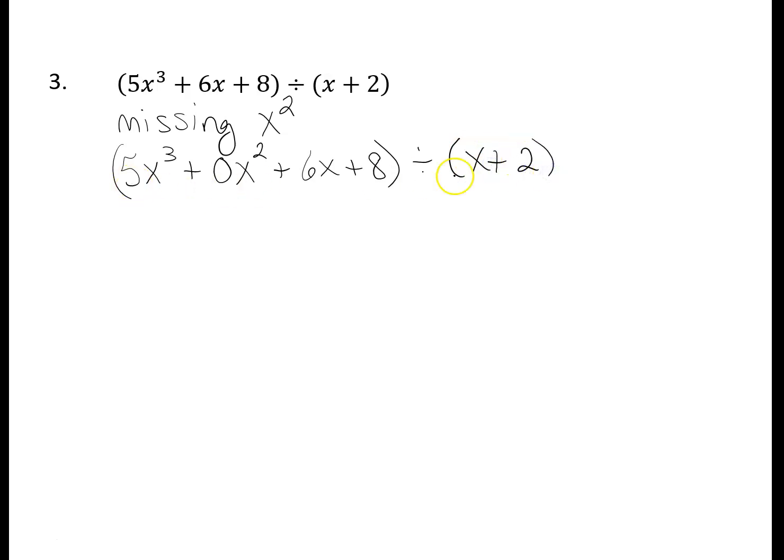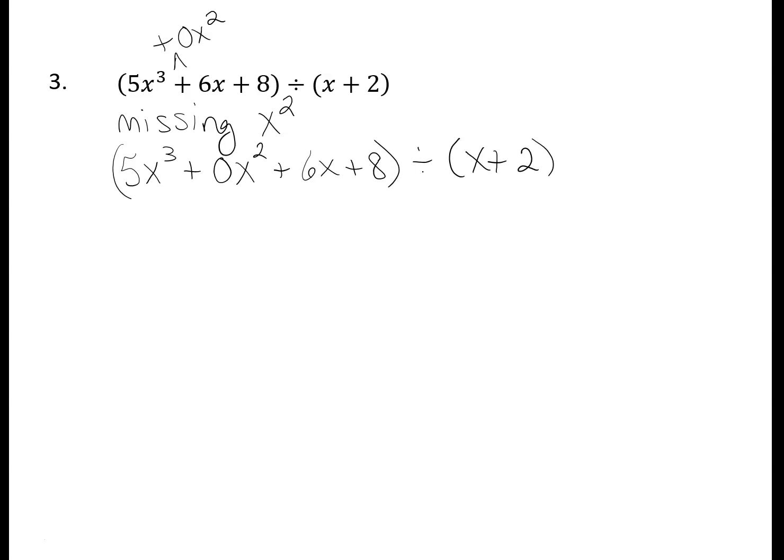And you don't necessarily have to rewrite the whole problem. You could just come up here if you want and put a little caret and say, okay, I need to add a 0x squared in there. And that would be acceptable. Just make sure that you get it in there. If you want to rewrite it, great. If you want to just kind of add it up in there, that's okay too.